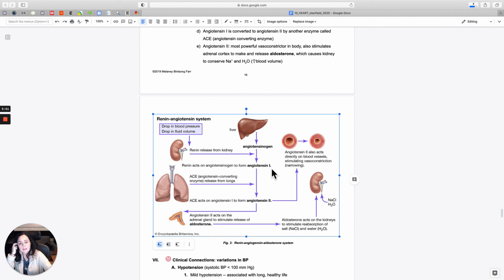Okay? And then ACE converts angiotensin 1 to angiotensin 2. Angiotensin 2 has a direct impact, which is causing systemic vasoconstriction to bump up the pressure. And then it also causes the release of aldosterone from the adrenal cortex, which causes sodium and water retention. And this is the RAS system, the renin-angiotensin-aldosterone system. Okay?